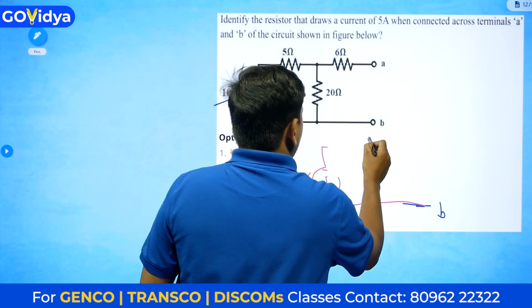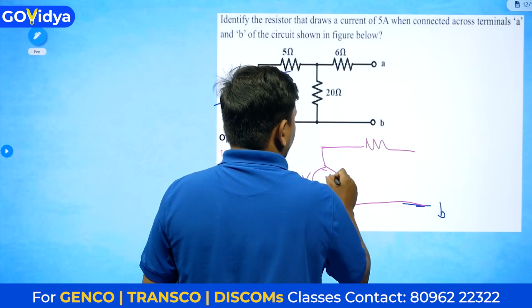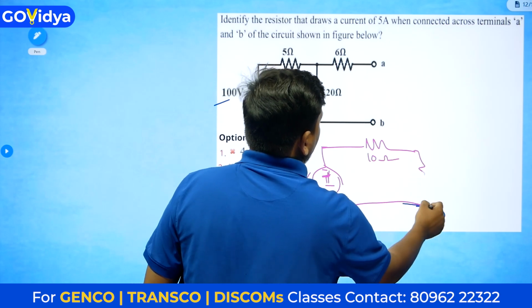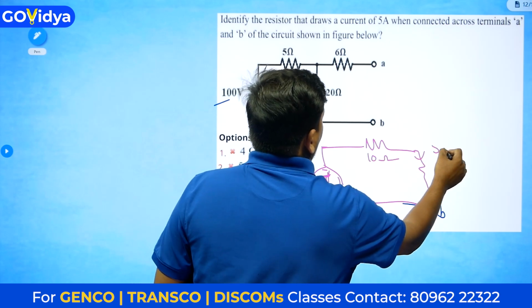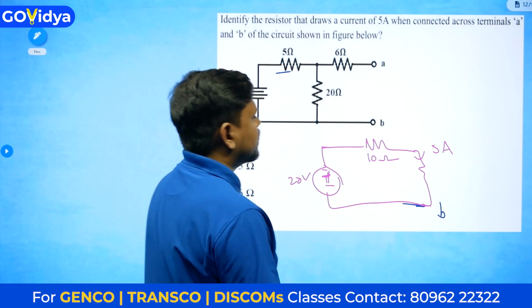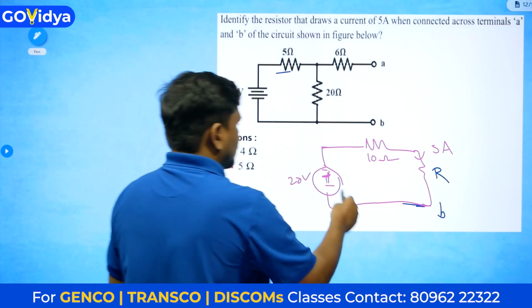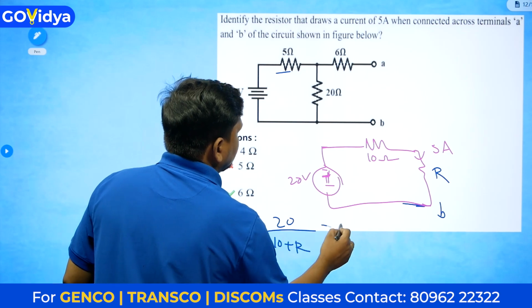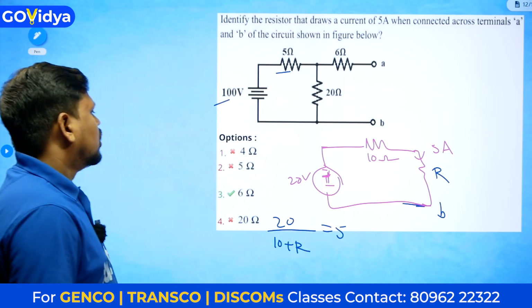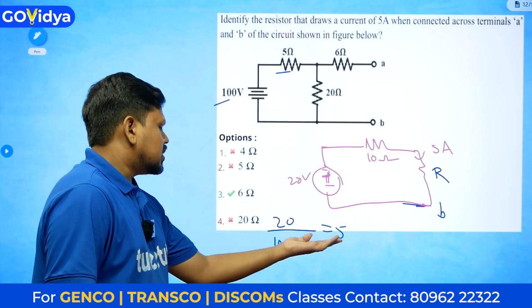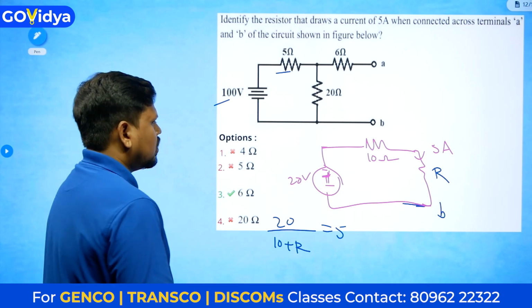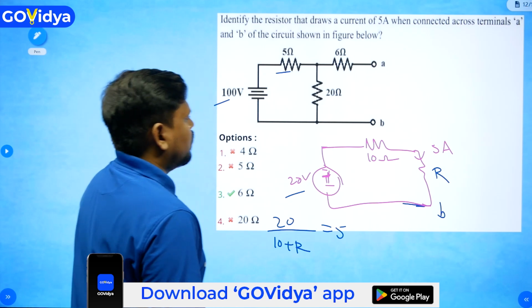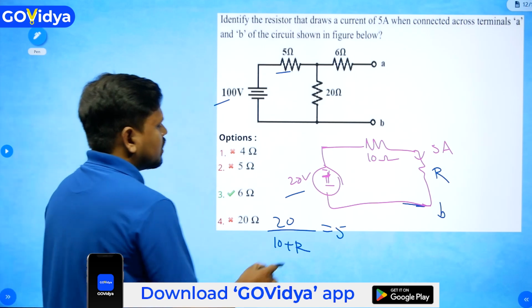No need to redraw all these things; you can use your rough paper. So this is 10 ohms. Now what are they asking? The current going is 5 amperes here, and they are asking about this resistance. That's it: 20 divided by 10 plus R equals 5. So what is the value? 20 divided by 10 plus R equals 5, what do you have to get here for 10 plus R? Just simplify.